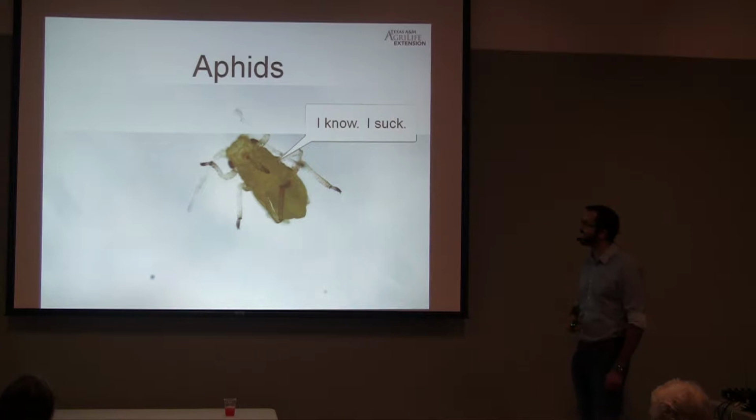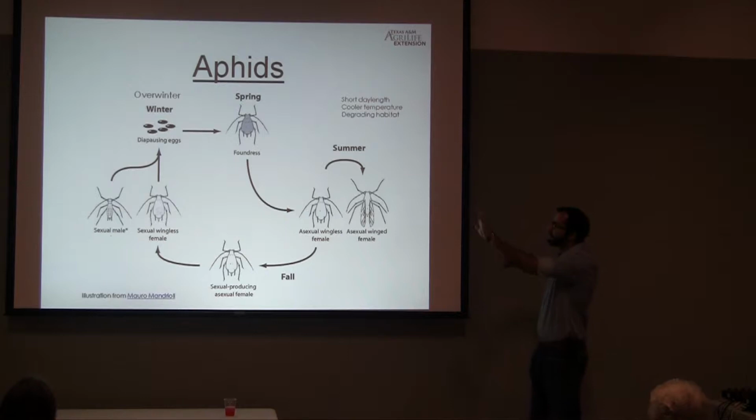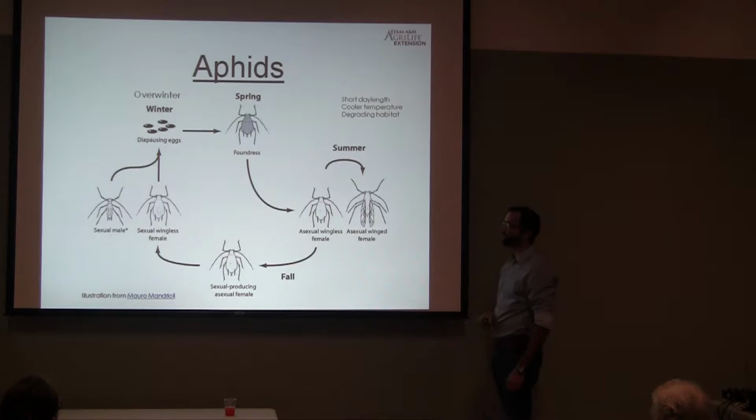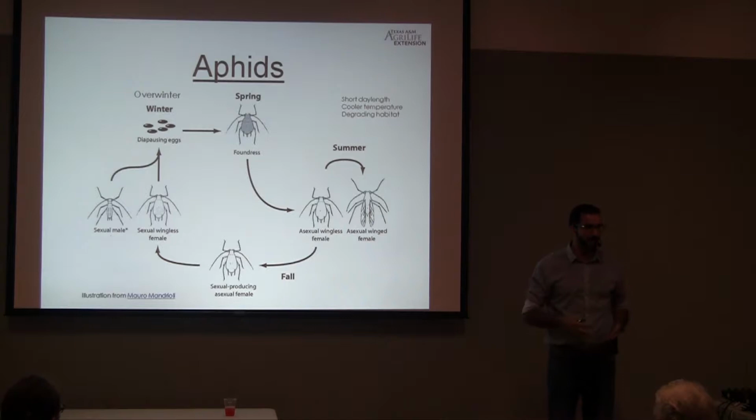Their life cycle is a little bit mind-blowing. Okay, ignore this whole thing first and just come right over here. This is what you see in the summer. You get these asexual wingless females. They are producing live clones of themselves, 2 to 3 every single day.